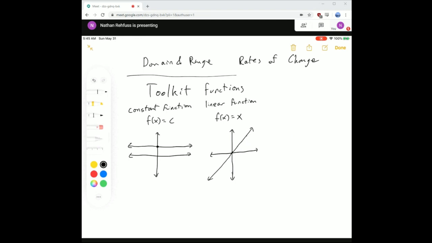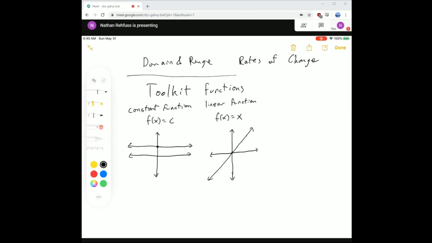Later, I'll be building any other linear function we could possibly want. We can build out of this one. I'll show you how to do that in section 3, I want to say 3.4 or 3.5. I forget which now. But that's in unit 3. So we'll get to that after the second test.